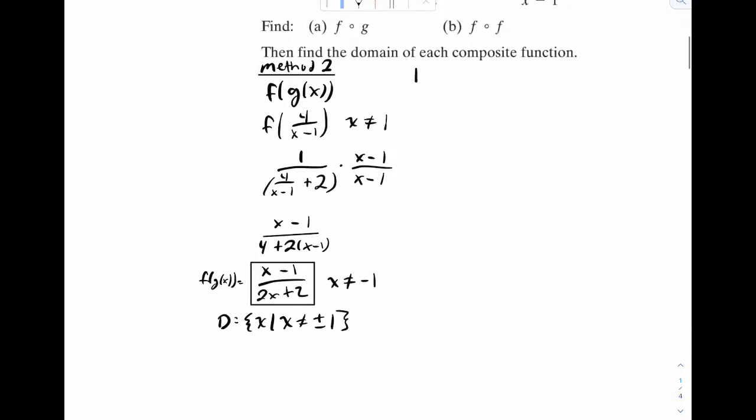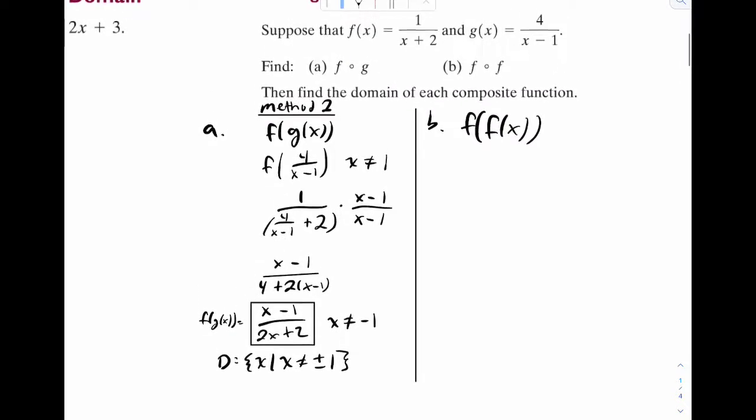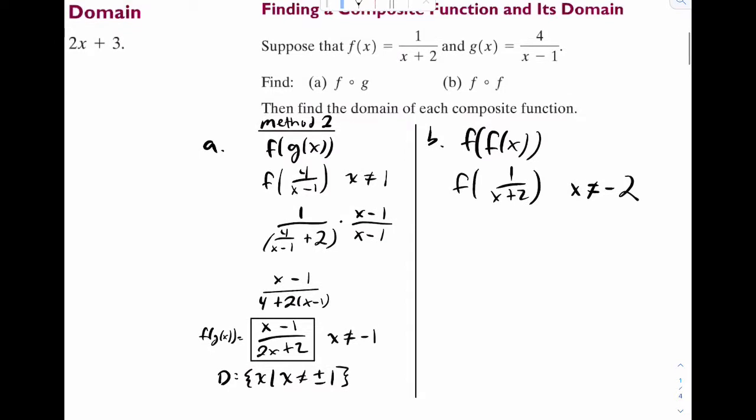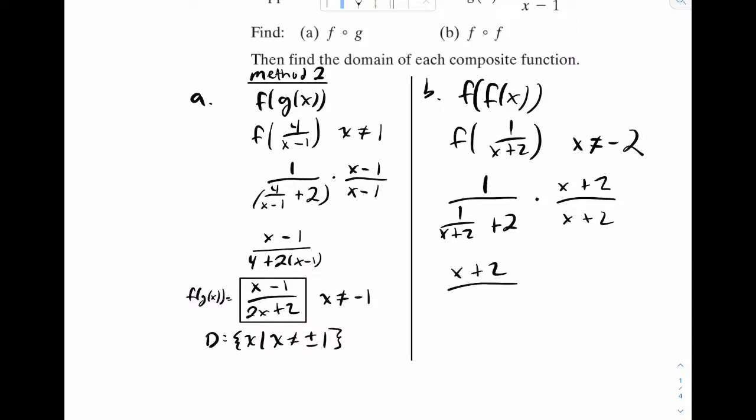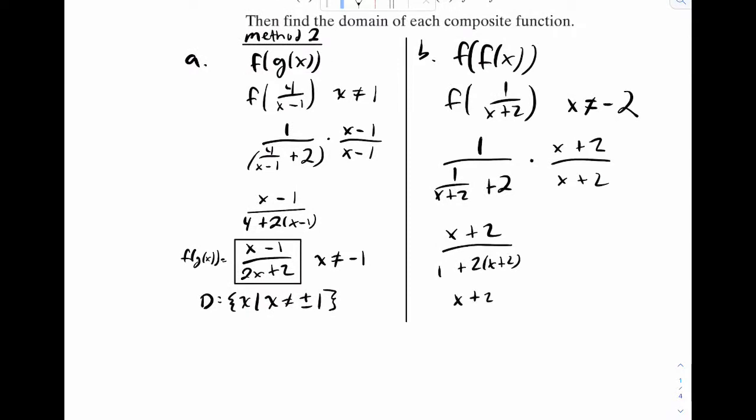So now I'll try the same thing on part B. There's letter A. Part B is f of f. So you're going to write f of x. I can see f is 1 over x plus 2. I'm going to note x can't be negative 2, and proceed like we did the last problem. 1 over x plus 2 plus 2. Get rid of your complex fraction. That's x plus 2 over 1 plus 2 times x plus 2. And that would be x plus 2 over 2x plus 5.